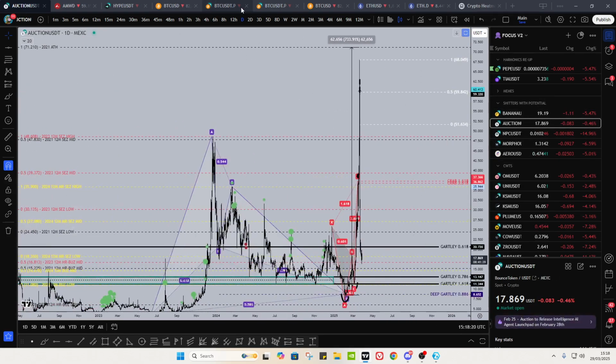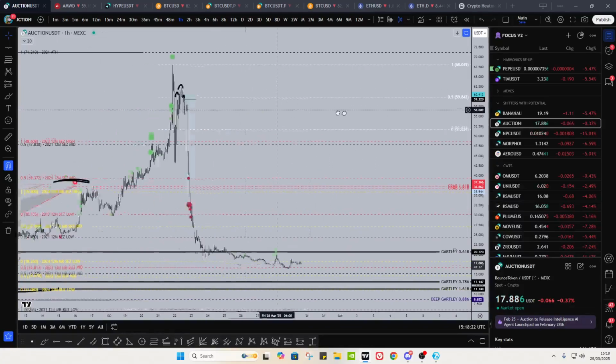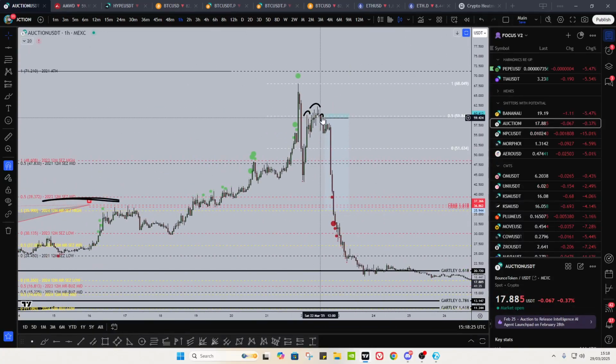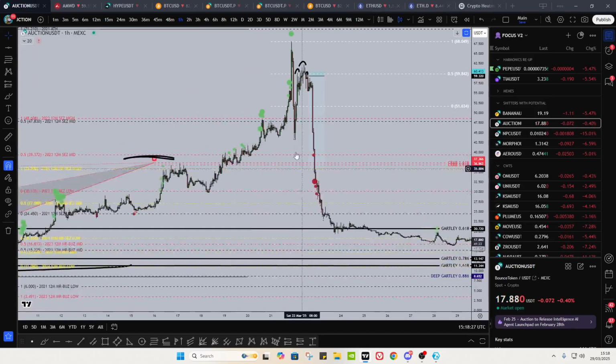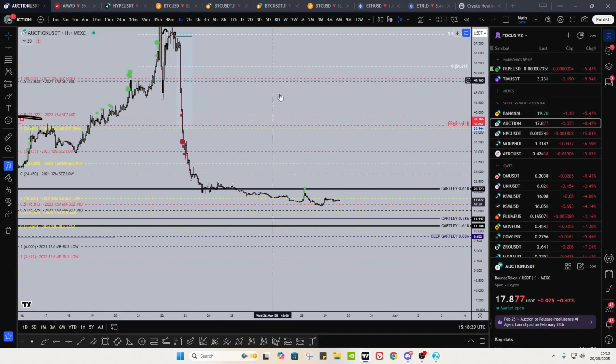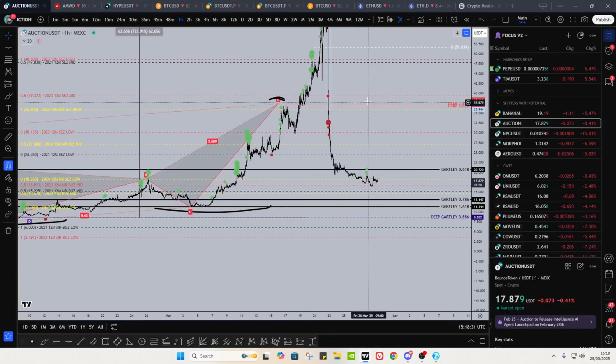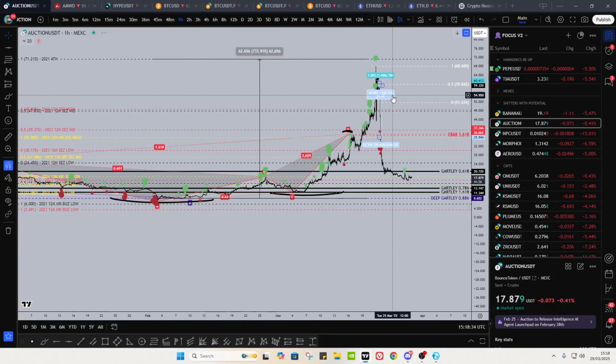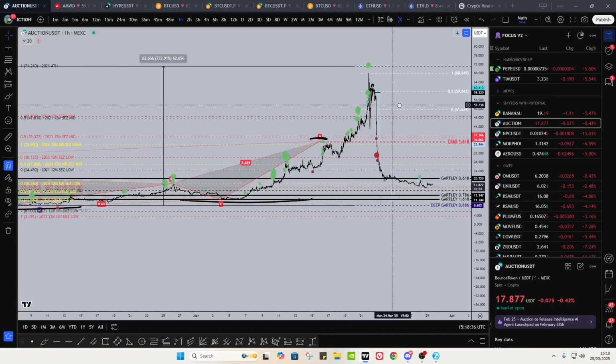Auction. I think we looked at this already, but you've got an extremely beautiful distributive structure on Auction that sent us to this low, right? So my entry was 58 for this. So that's hedged now all the way. This is why you take the hedge. This is why you need to learn to hedge, right?